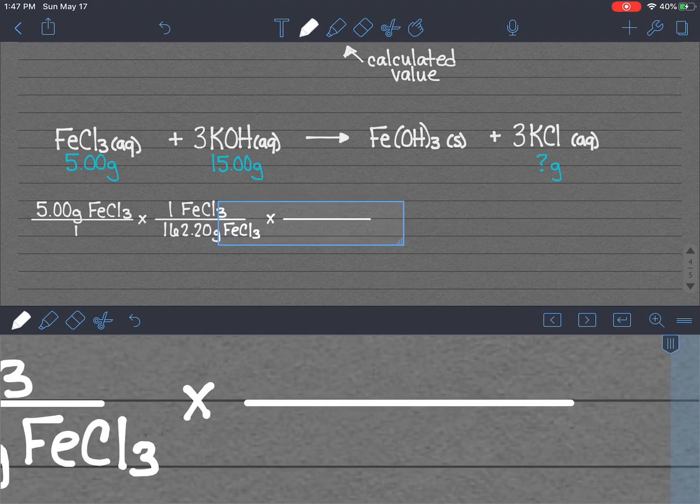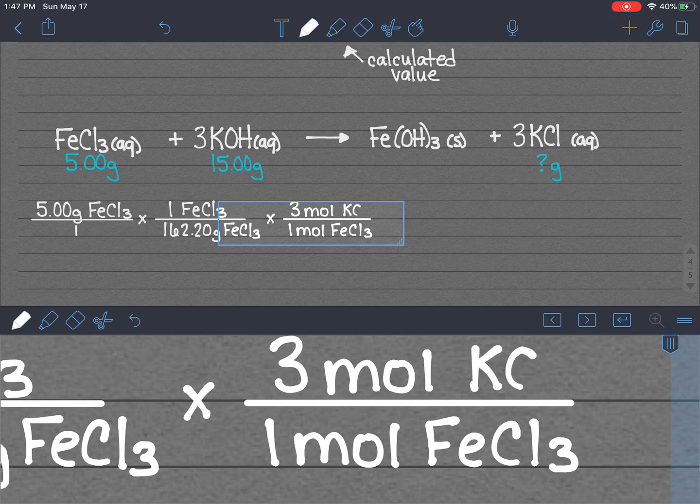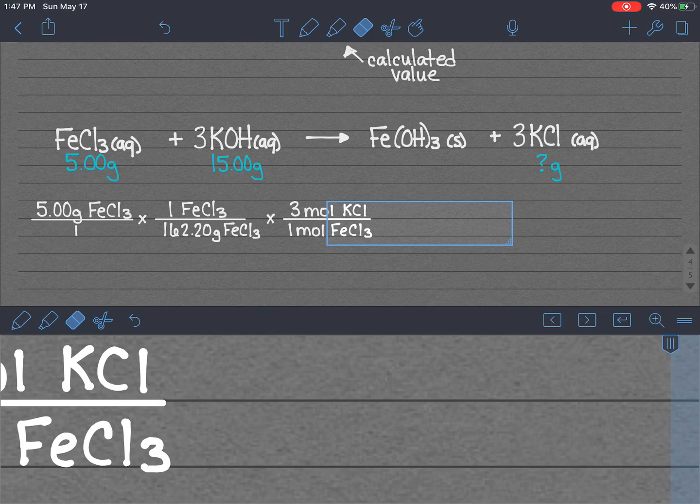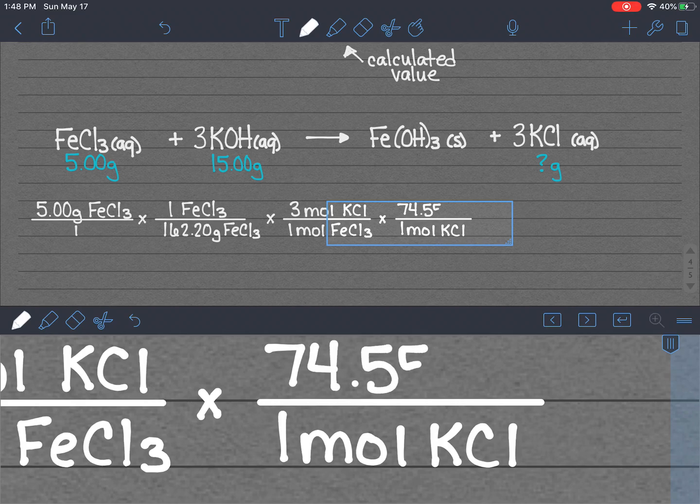All right, again, I'm going to go from FeCl3, which there's 1 mole of, to the moles of KCl. Lots of different ways you can tackle these problems. Oops, I need to do one more step. I must hit an equal there because I need to know how many grams are being produced. So 1 mole of KCl has a molar mass of 74.55 grams.